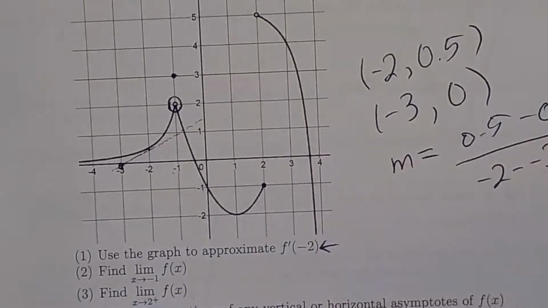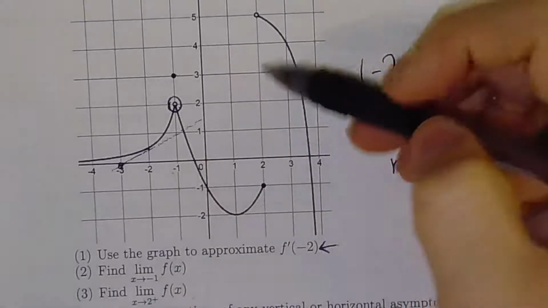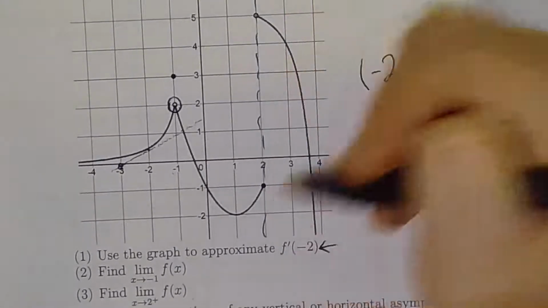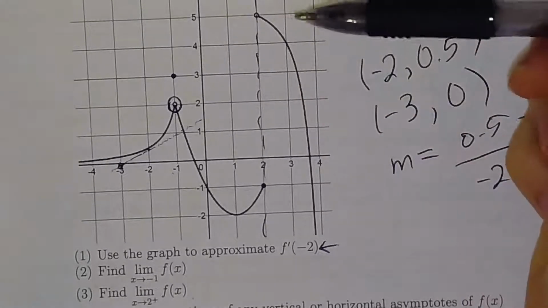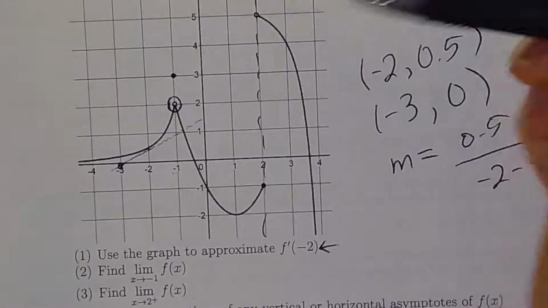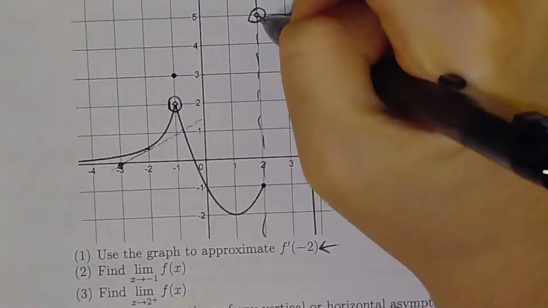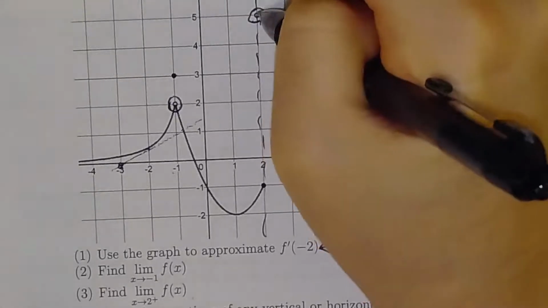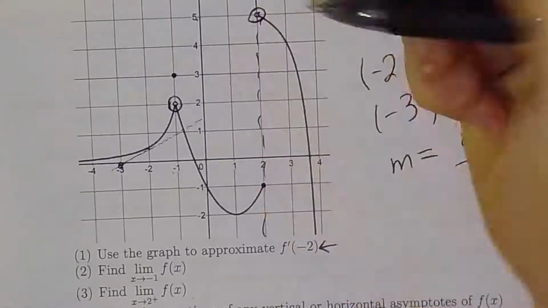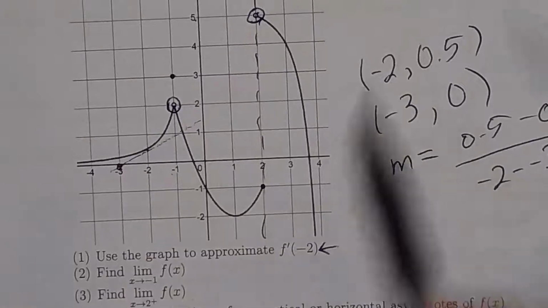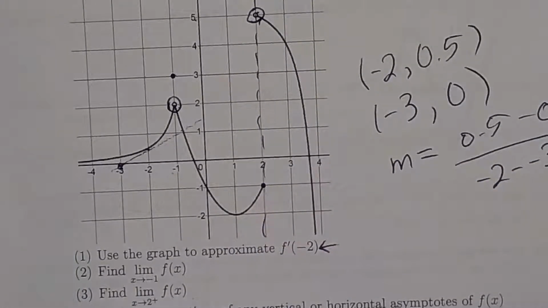Next up, we have the limit as x goes to 2 from the right of f of x. So here's 2. And we're supposed to be looking only from the right, so that is from this side. And so that's going to bring me to this point up here, where the y value is 5. So the limit as x goes to 2 from the right of f of x is going to be 5.